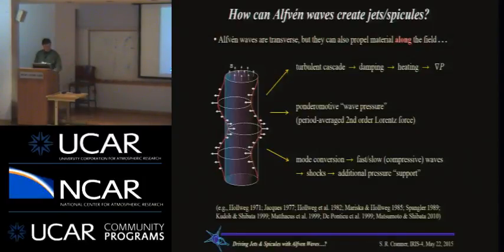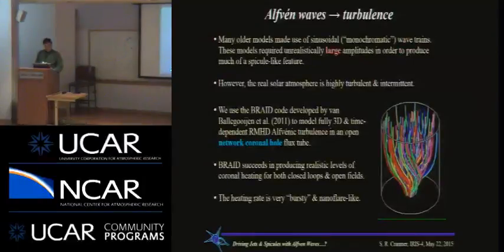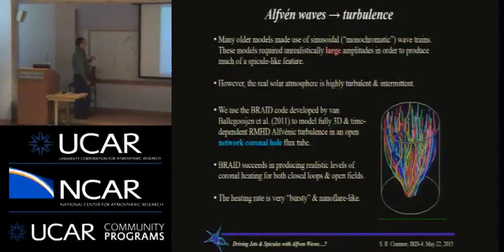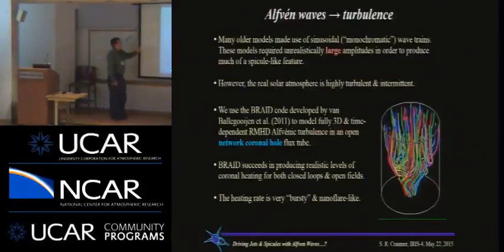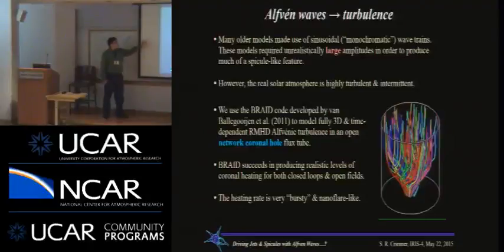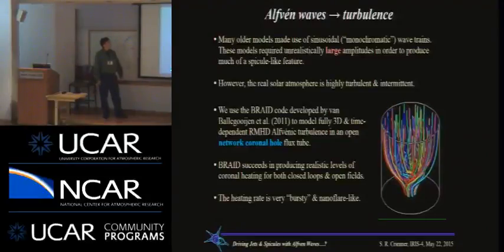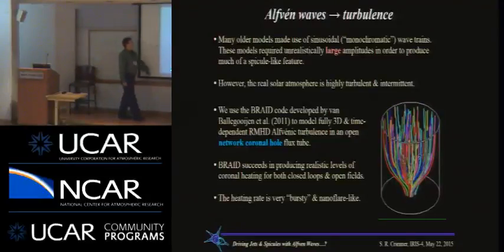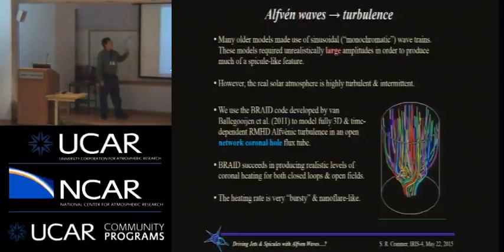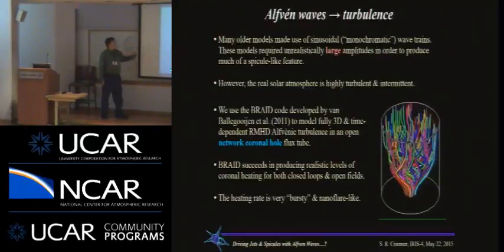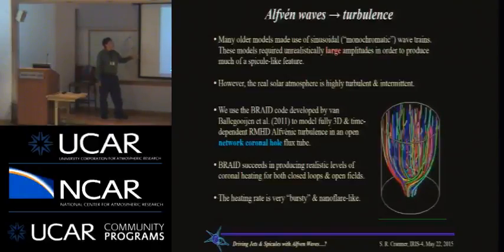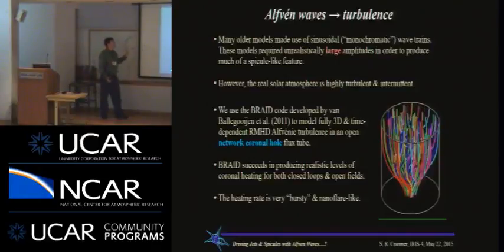And these have been looked at for several decades. Wanted to say a little bit more about this whole turbulence idea, right? A lot of the older models, like Kudo and Shibata's and others, that looked at the conversion of Alfvén waves to some sort of levitation in the chromosphere, a lot of them made use of sinusoidal wave trains, very simple monochromatic Alfvén waves. In order to make realistic spicules with these models, you really needed large amplitudes, unrealistically large amplitudes in order to make it work.